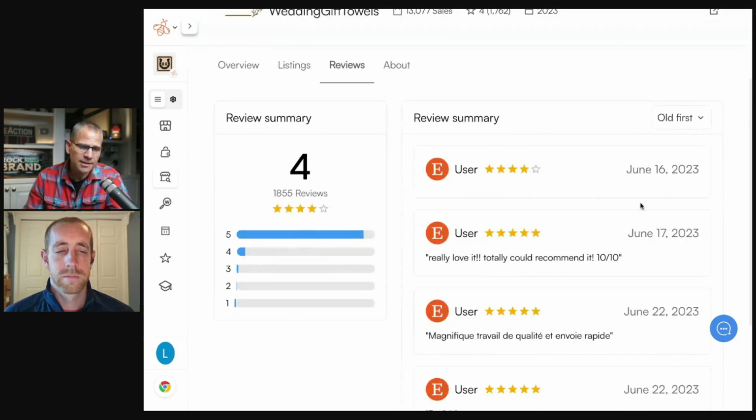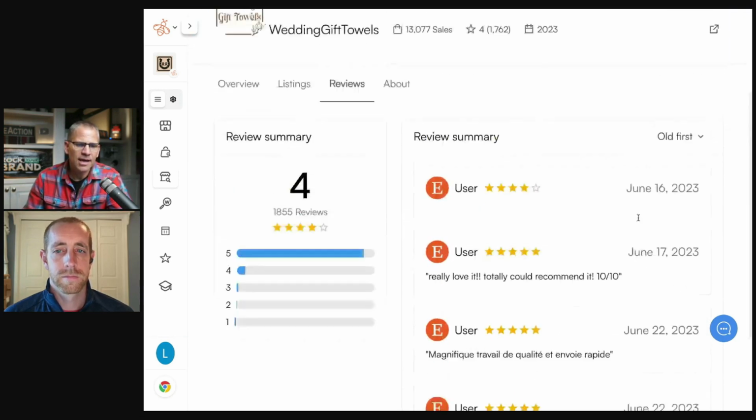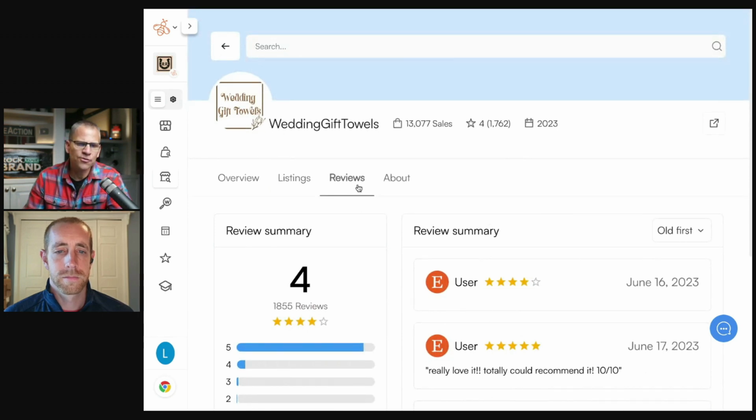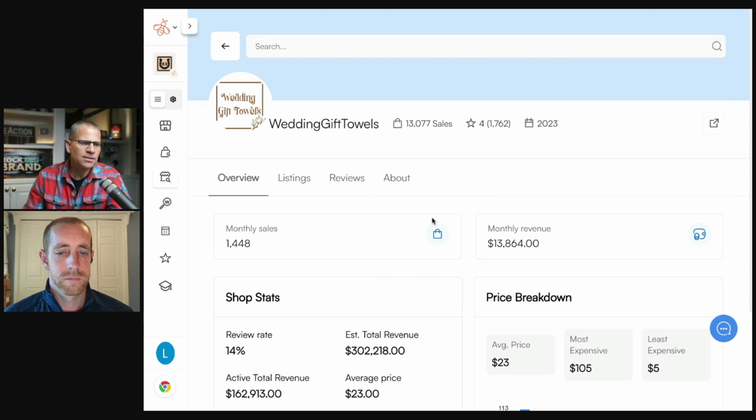And I can go to oldest, I can look and see. So there's a lot that you can do with the reviews filter, which I think is really cool as well. So that's kind of a high level overview.